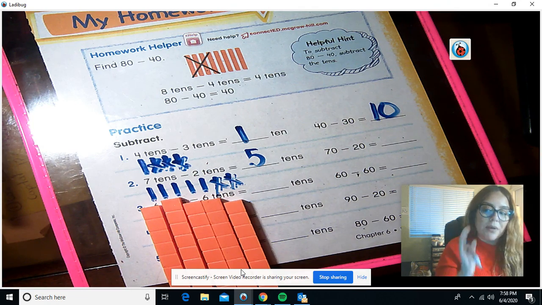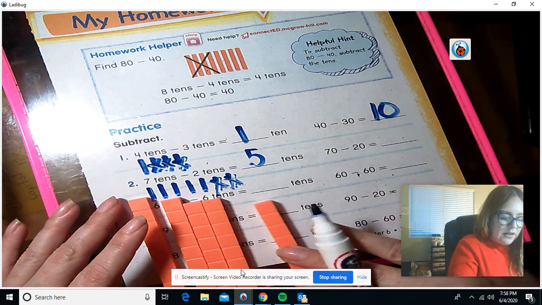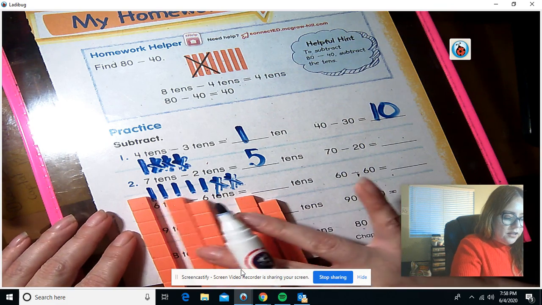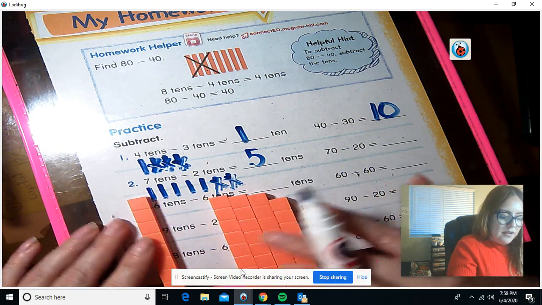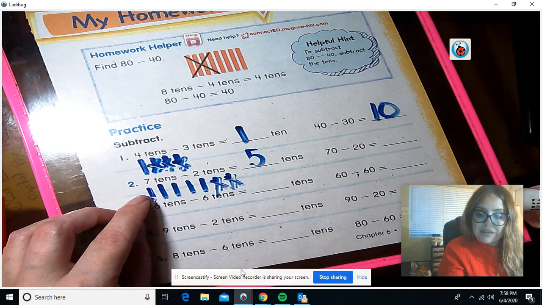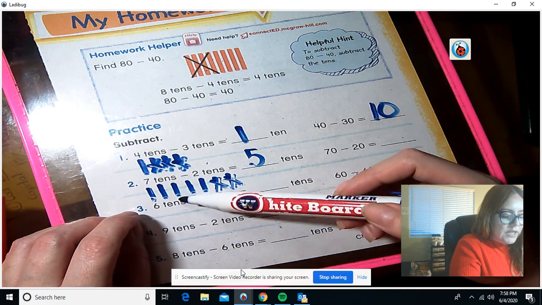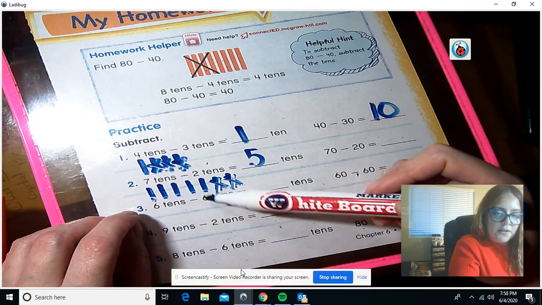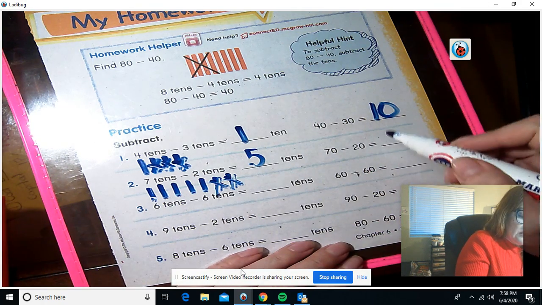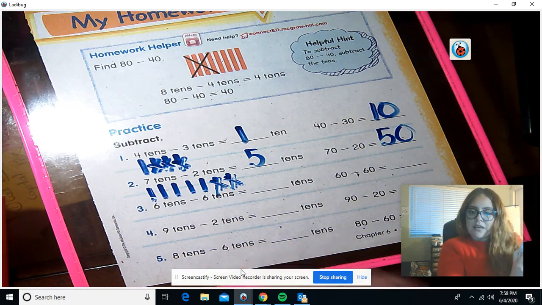So now I count by tens to figure out what was left. So I have 10, 20, 30, 40, 50. And it would be the same if I just counted these little bars by tens. 10, 20, 30, 40, 50 are left. So I know that 70 minus 20 is 50.